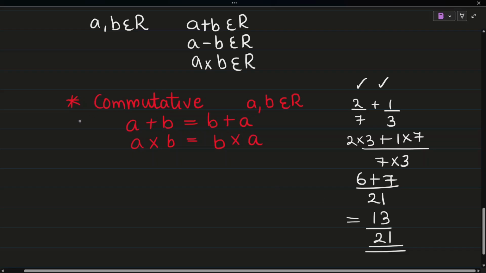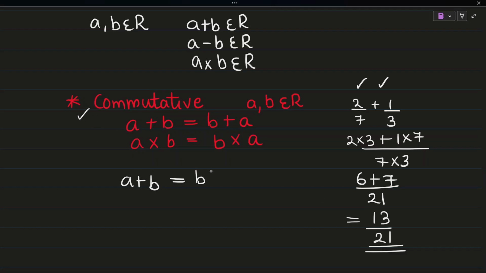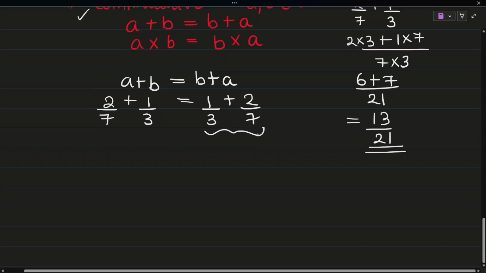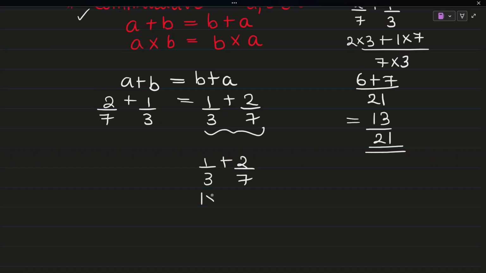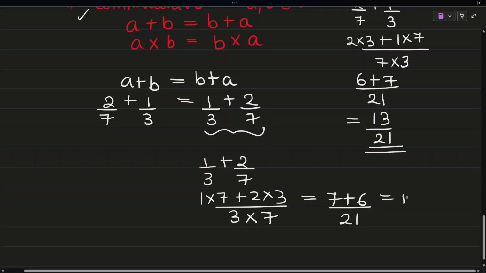Now, what is commutative property telling us? If I add a plus b, this will be equal to b plus a. That means if I add 2 by 7 plus 1 by 3, this is going to be equal to 1 by 3 plus 2 by 7. Let's verify that also. I'm going to take this part, 1 by 3 plus 2 by 7. Again I'm going to do 1 times 7 plus 2 times 3 divided by 3 times 7. This is going to be 7 plus 6 divided by 21. Again my answer is going to be 13 divided by 21.